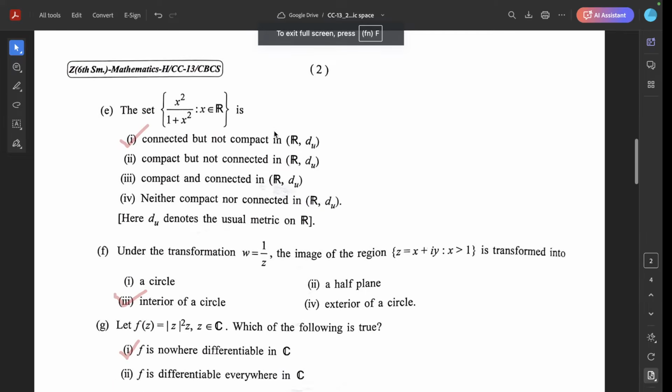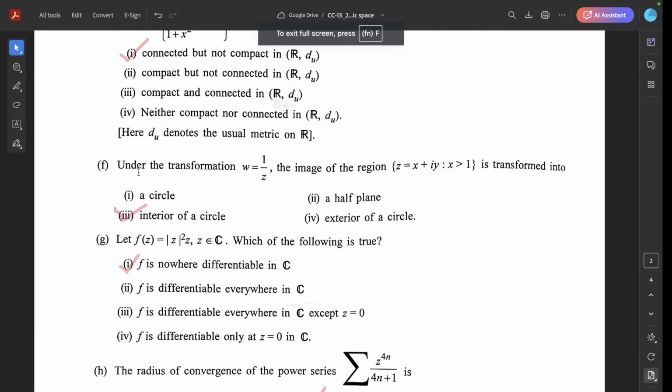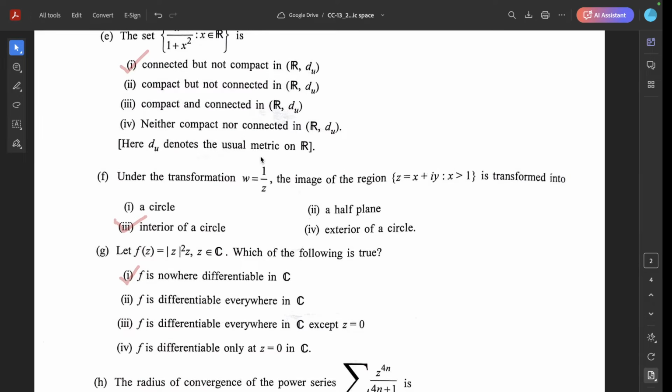Next question. Under the transformation w = 1/z, the image of the region z = x + iy, the set of all those z such that x is greater than 1, is transformed into, option 3, the interior of a circle.